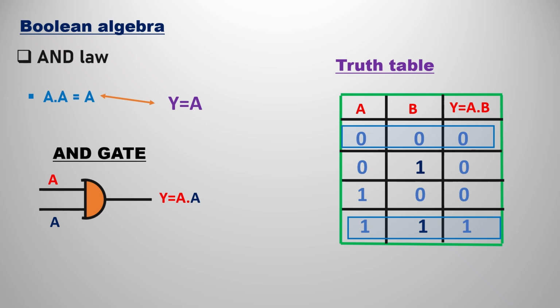Suppose you take 0 into 0, again we are going to get 0 only. If you multiply 1 into 1, we are going to get 1 only again. So Boolean algebra involves only two values, that is 0 and 1.